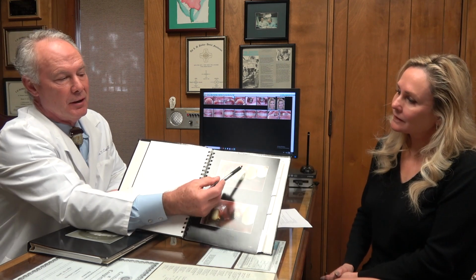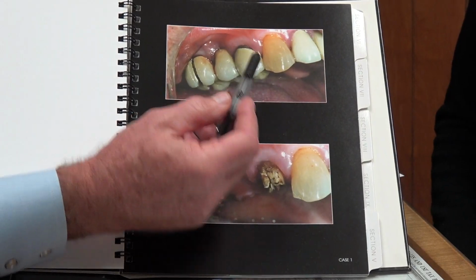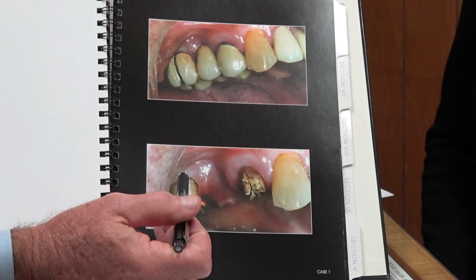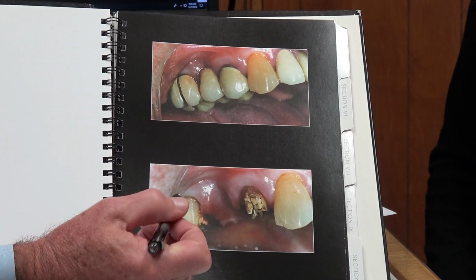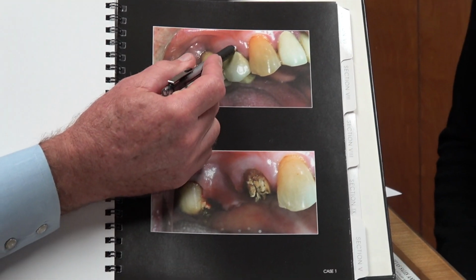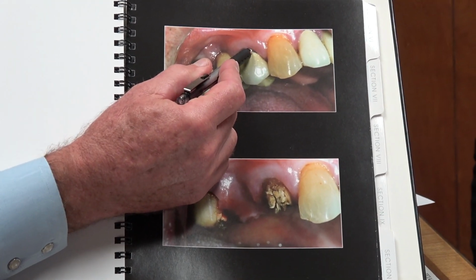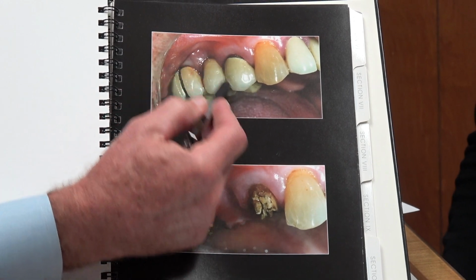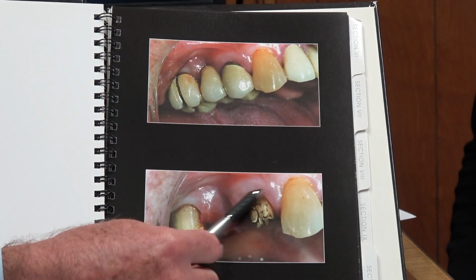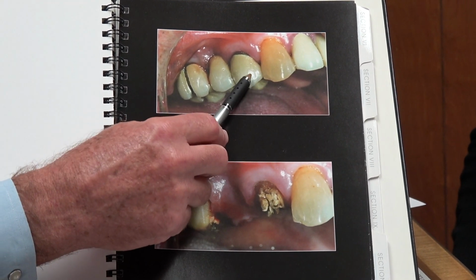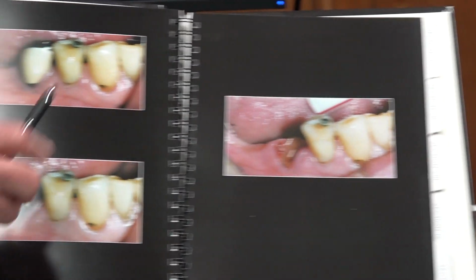This is decay under old crowns. This is before composite cements, and back in the old zinc phosphate days, whenever you'd have leakage under an old crown, it would decay underneath there, and these are pictures of what was under a leaky old crown. Now, I could try to describe this to a patient for hours, or I could show them one picture and they're going to understand it.